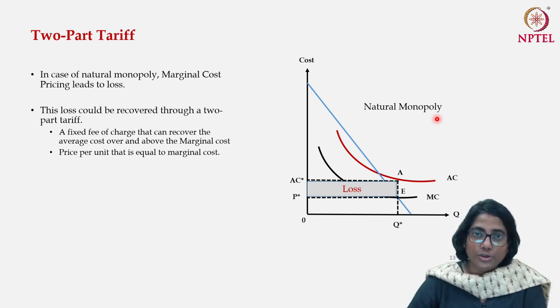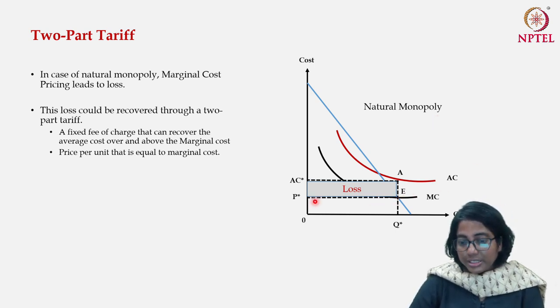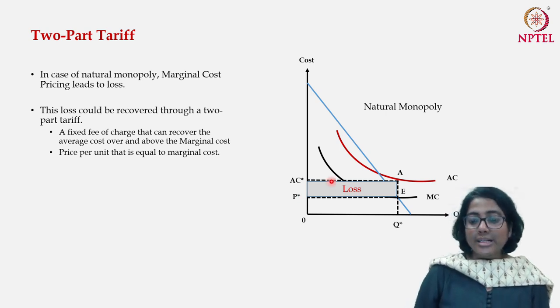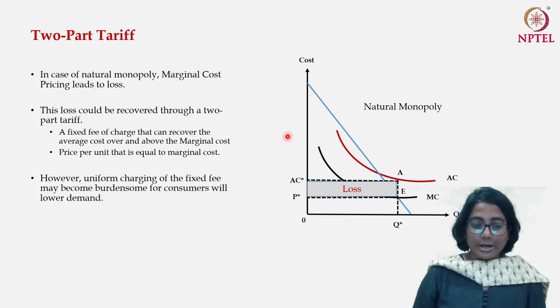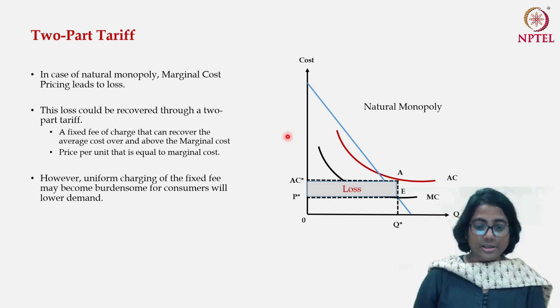One is the marginal cost pricing, so you recover the marginal cost. That is one part of it. And there will be a second part added to the tariff, which will gradually recover the average cost over the marginal cost. So this P star will be charged, but we'll charge something more than P star so that this loss is also recovered over time. So this is called a two-part tariff, and actually we all are very familiar with two-part tariff. I'll just give you the example that you will be able to connect.